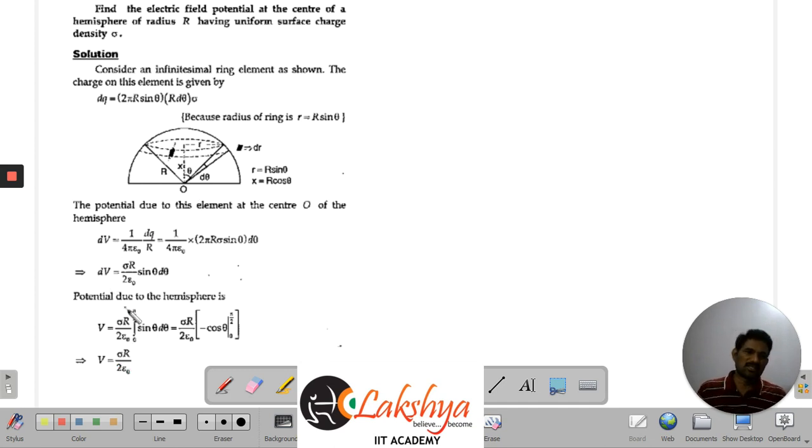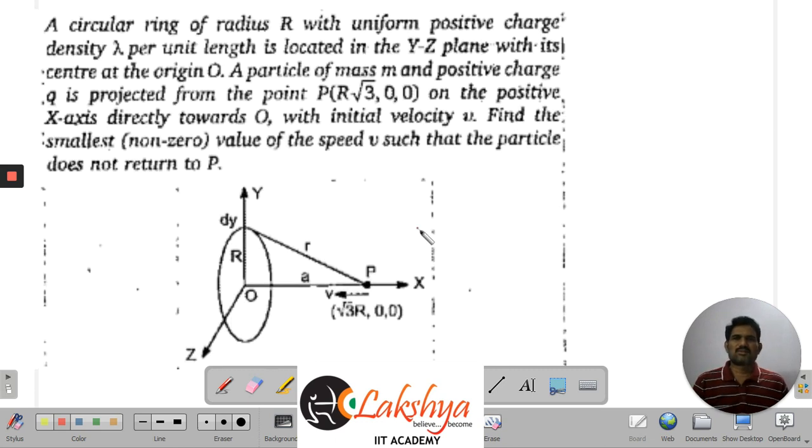That's a similar procedure to what we did previously for the potential due to a continuous charge distribution. In a similar way, we write the potential due to a small element, and then we integrate that. Here that element is in the form of a ring, so we just need to apply the ring formula here, right? Next, let us see this problem.